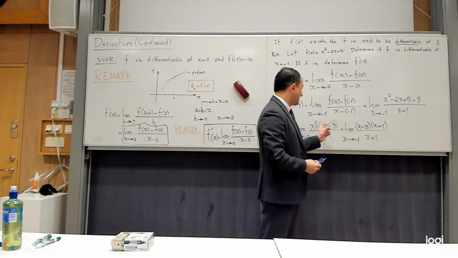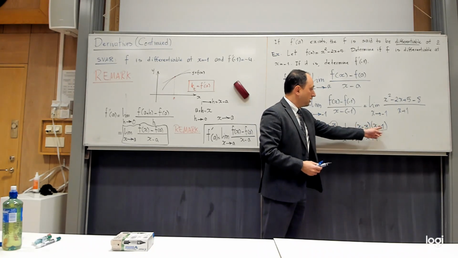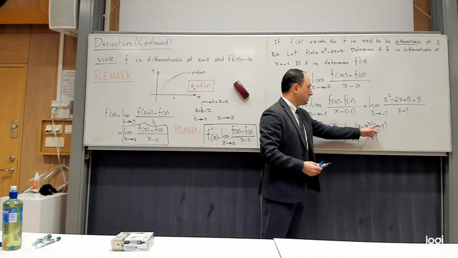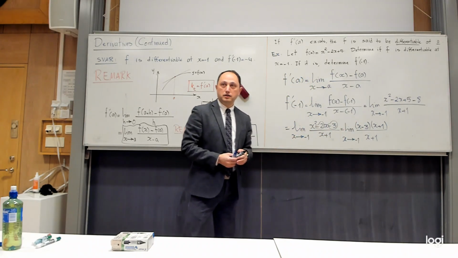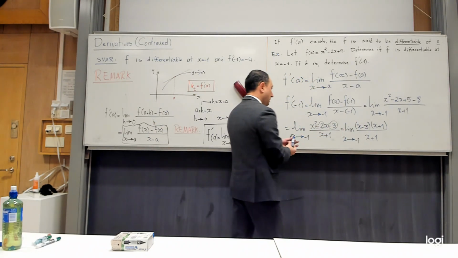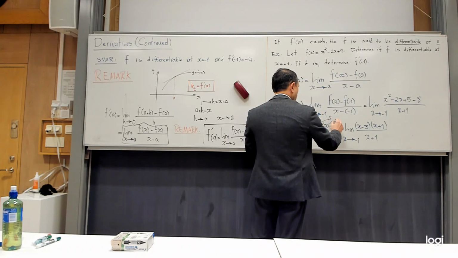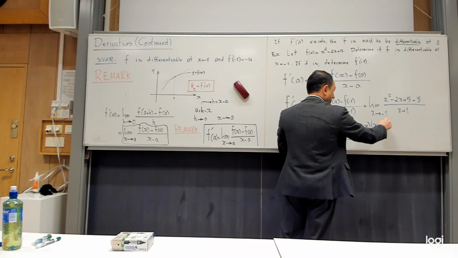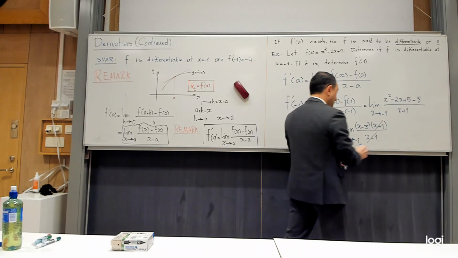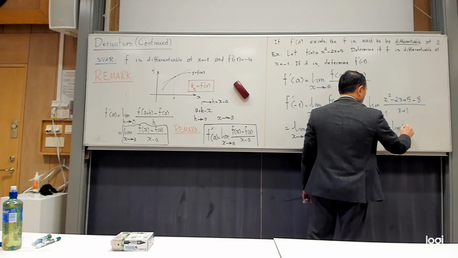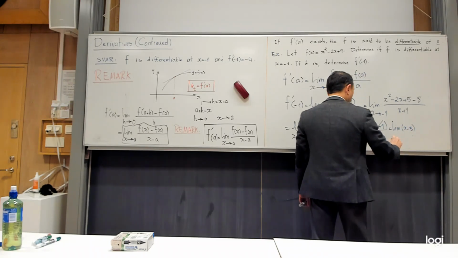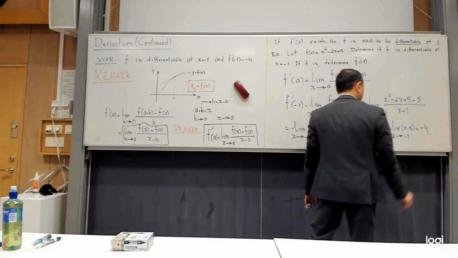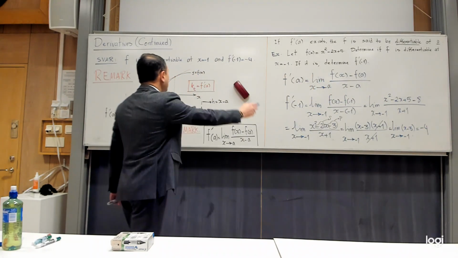X times x is x squared. X times 1 is 1x. Minus 3x is minus 2x. And minus 3 times 1 is minus 3. So that is the factorization of that, yes? So this should be the sum. This should be the product. And then, of course, you immediately see that this one and that one cancel. And then you get the limit of x minus 3, x goes to negative 1, and the answer becomes minus 4 again.